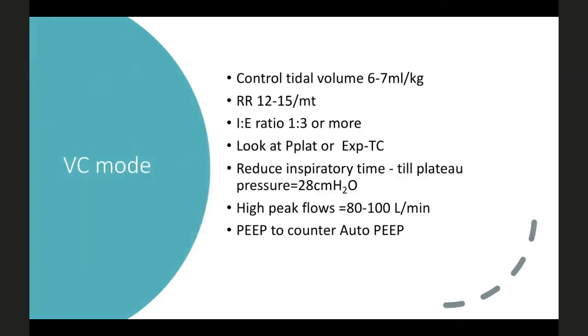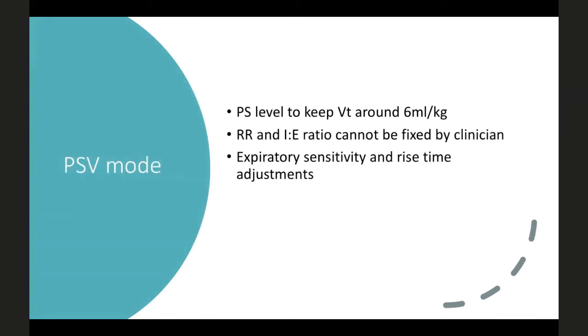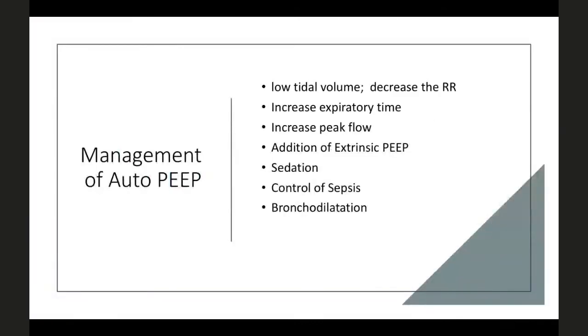Extrinsic PEEP should be applied to counter the auto-PEEP, around 50 to 80% of the intrinsic PEEP measured. That value is debatable because different authors give different values. If the patient is not passive and is taking spontaneous breaths, you can switch over to PSV, pressure support ventilation mode. Again, you see whether the volume is adequate. Respiratory rate and I:E ratio cannot be fixed by the operator, but you can again adjust the expiratory trigger sensitivity and rise time that we have already discussed.